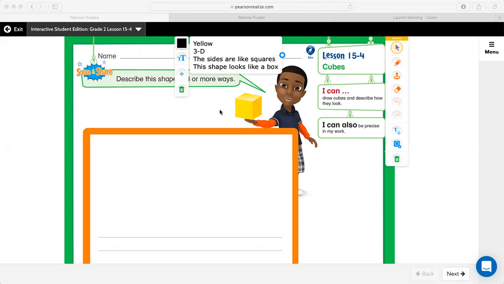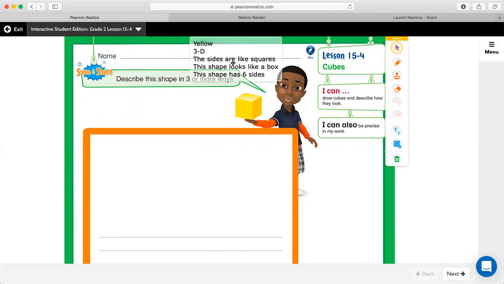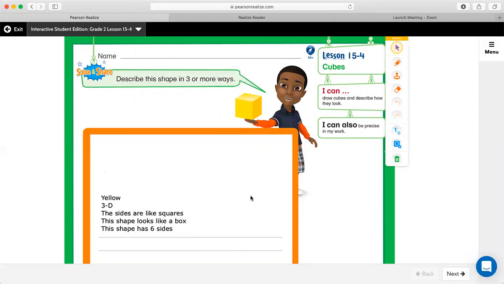I can see three sides, and he's holding a bottom, so there must be a fourth side. And I'm guessing that there's a side over here and a side in the back that I can't see. So I can see three, the bottom would be four, the side over here would be five, and the back would be six. So I would say that this shape has six. That would be to describe it in three or more ways, right? We're looking at it, describe what we see.